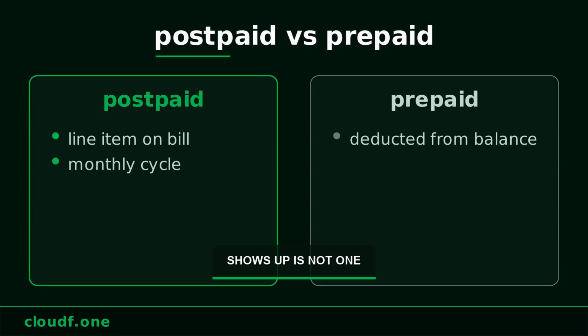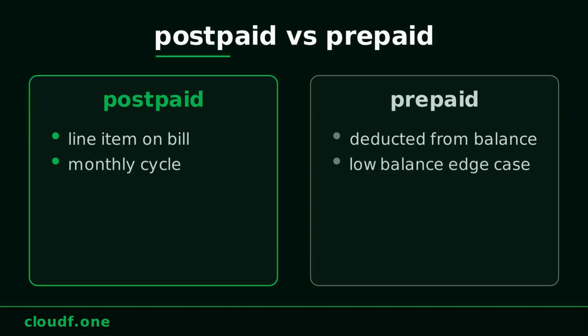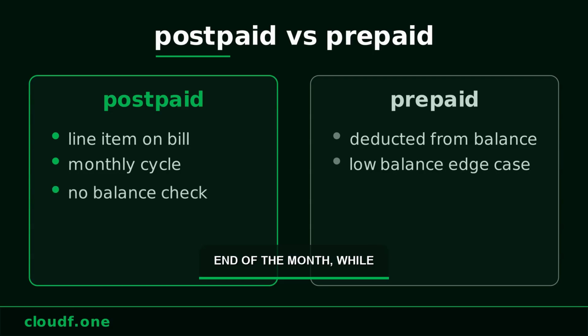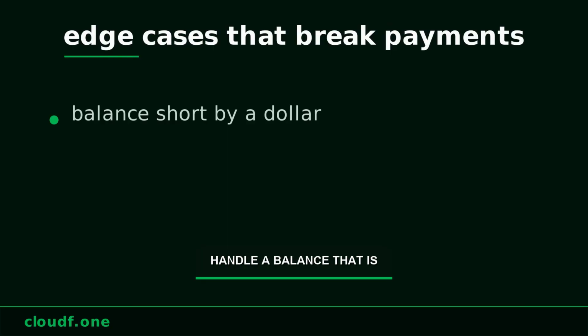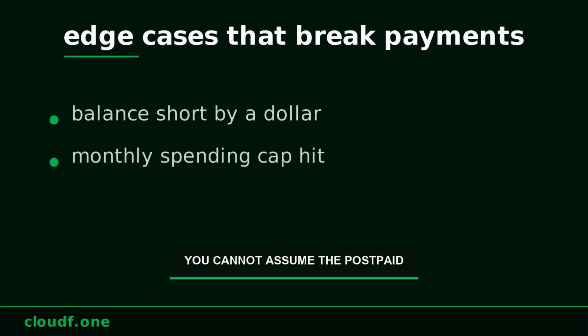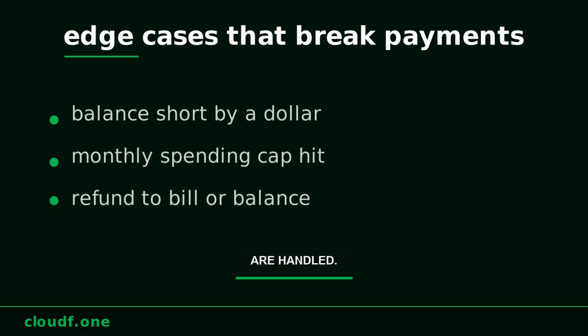And where it shows up is not one behavior, it is two. A postpaid customer sees a line item added to a bill they pay at the end of the month, while a prepaid customer watches the amount come straight out of a balance they topped up in advance. Those are different flows with different edge cases. The prepaid path has to handle a balance that is too low, a top-up in the middle of a purchase, and a running balance that must read correctly afterwards. You cannot assume the postpaid test covers the prepaid one, so a real fleet needs both kinds of SIM to prove both kinds of customer are handled.